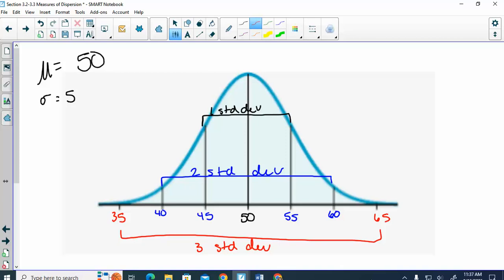It only applies to bell-shaped data. So if it's skewed, it will not work. Does that kind of make sense?